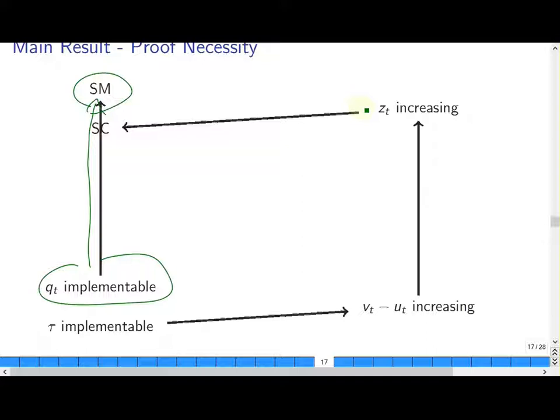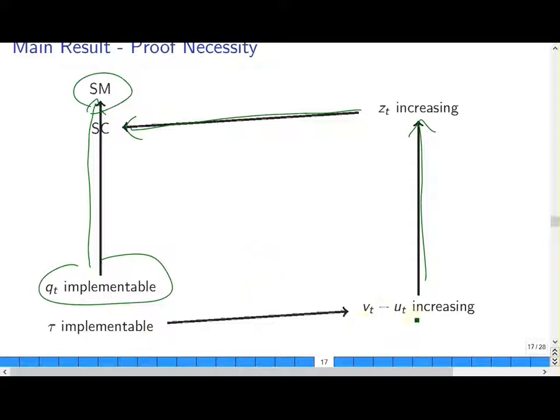So first, Z being increasing implying this is a small amount of algebra as before. Also, this difference being increasing implying Z being increasing is a small amount of algebra as well. So the main thing is here: the implementability implying this difference being increasing. The argument can be seen very easily graphically as well.